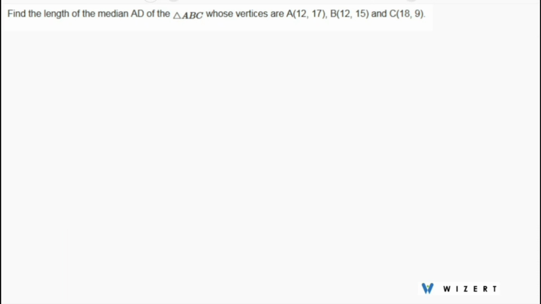We have this question here. Find the length of the median AD of the triangle ABC whose vertices are A(12, 17), B(12, 15) and C(18, 9). So let's see. This is the triangle.